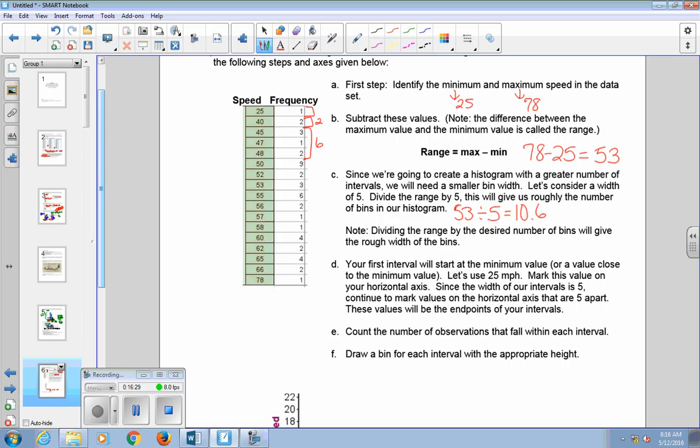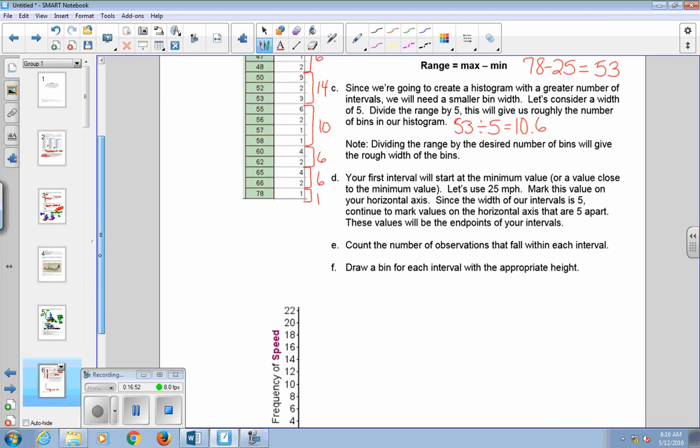And then 50 to 55, got a total of 14 coasters there. 55 up to 60, got a total of 10 coasters in here. And then 60 to 65, got 6. 65 to 70, we've got another 6. And this last one is going to have 1 coaster in it. So we got to come down and use those numbers for our heights.